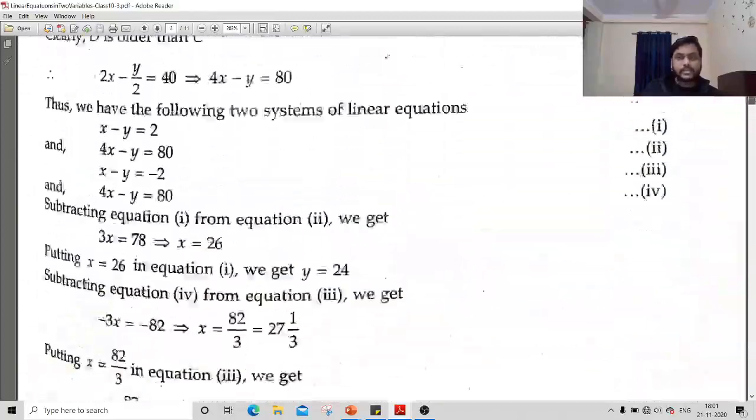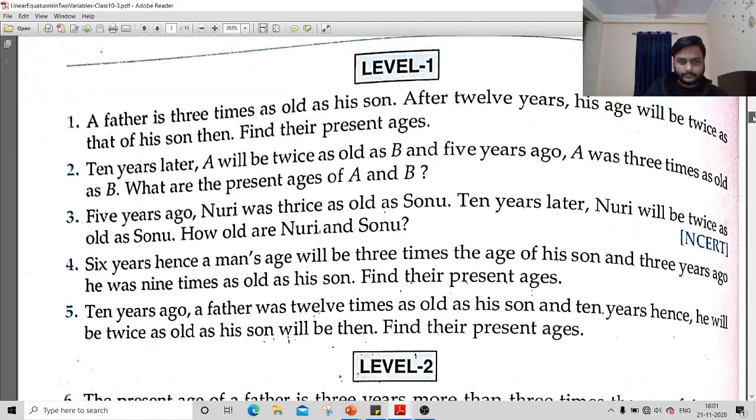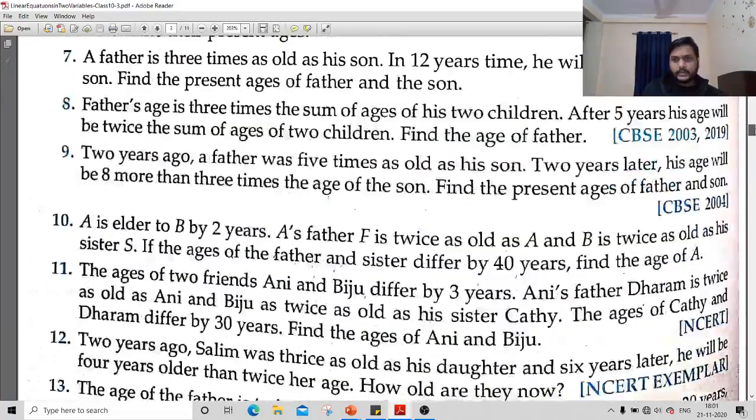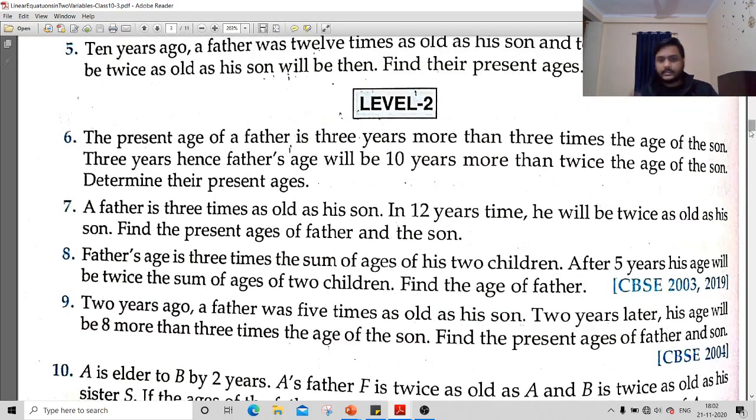So now let's talk about some of them. इनके बारे में कुछ बातचीत करते हैं. Let's have a question based on age. Okay. So let's talk about this question. That is your question number 8 over here. So father's age is given to me as what? If you focus over here, father's age is 3 times the sum of the ages of his 2 children. How many children?